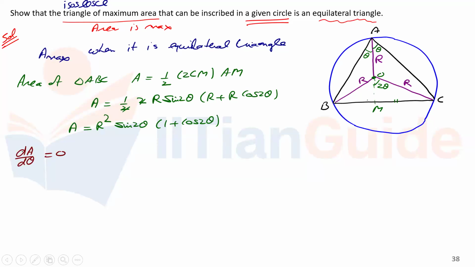Theta may be 30 degree, 60 degree. What I am saying, you will get theta to be 60 degree. No, theta to be 30 degree. Angle is 2 theta, then 2 theta, or angle A, will become 60 degree. Just calculate and tell me the value of theta. Calculate dA by d theta, make it 0. I will get a trigonometric equation, and that we will have to simplify.